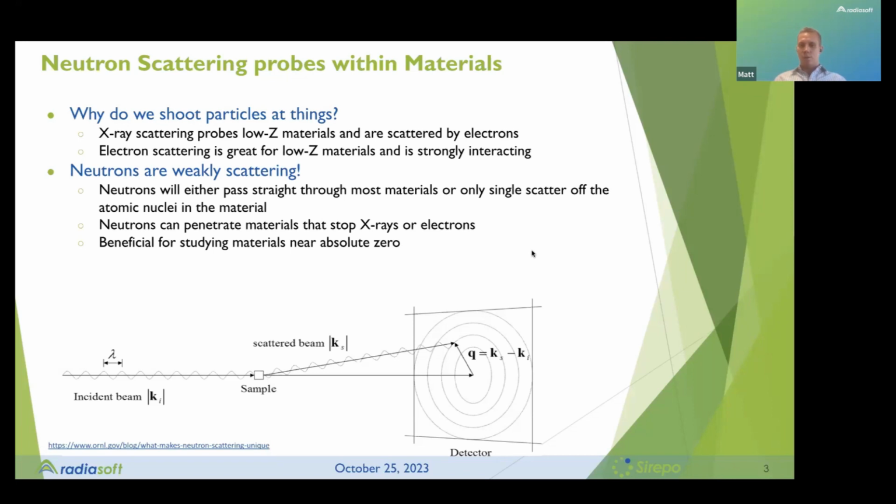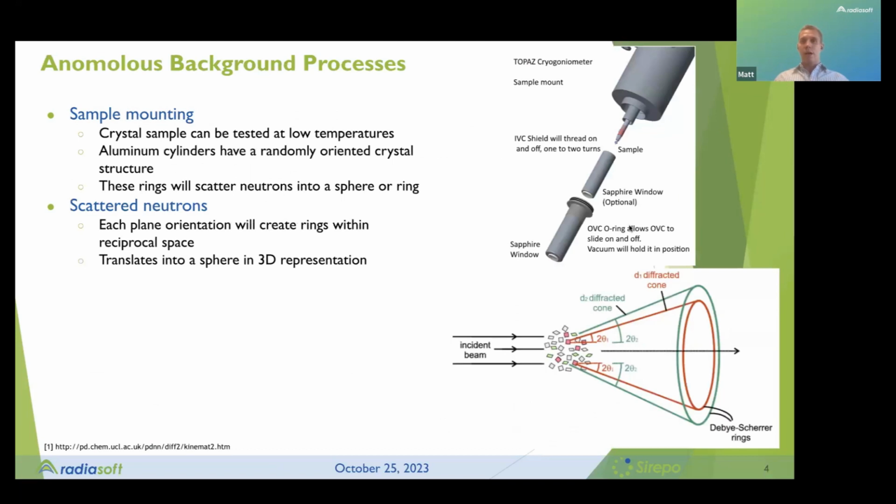I'll be talking about this space. It's usually called reciprocal space. Other fields might call it Q space, reciprocal space, or momentum space. I might use these interchangeably. But it's really beneficial if you have a material near absolute zero to measure these particles with. So how do we actually get our sample near absolute zero?